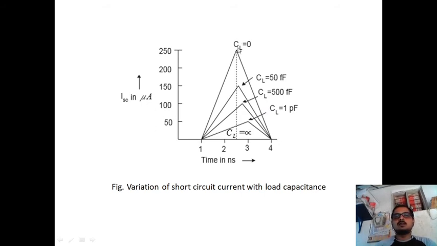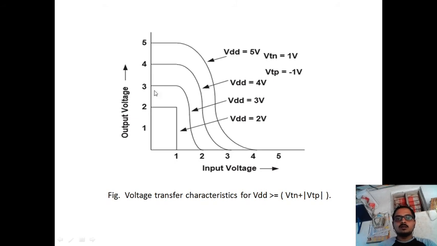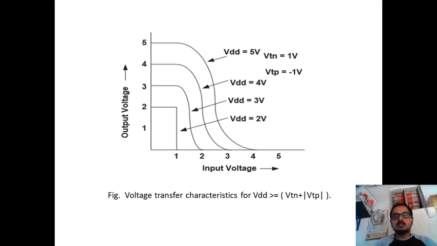See here clearly. When you have CL equal to 0, at that time the short circuit current is maximum. When you increase this load capacitance, the short circuit current decreases. When you put CL equal to infinite, there is no short circuit current. Virtually there is no short circuit current. This is the relationship between the load capacitance and short circuit power dissipation. When you increase the load capacitance, the short circuit power dissipation decreases. You already get this from the equation.